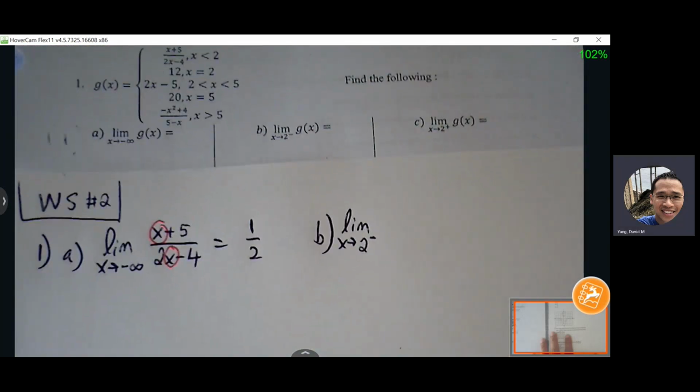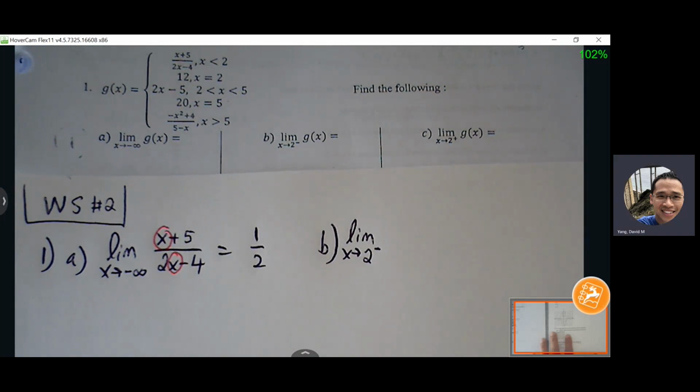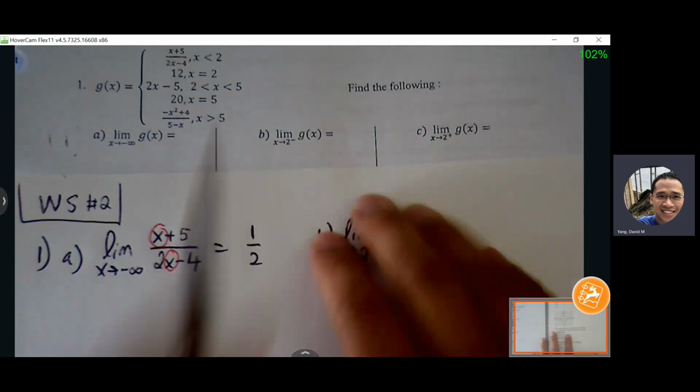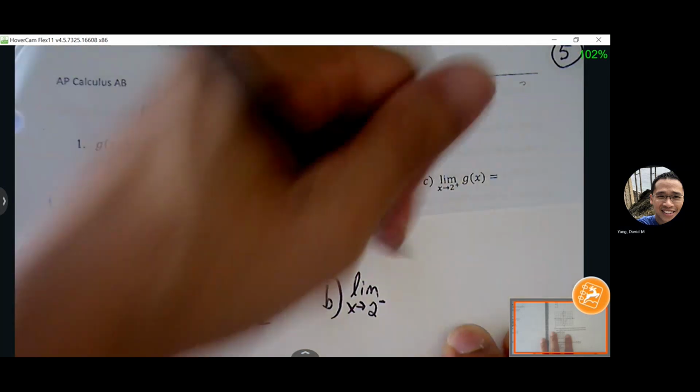Okay, 2 from the left side of 2. Same function, right? We're approaching 2 from the left side of 2. So imagine values like 1, 1.5, 1.6. Those are all values less than 2.